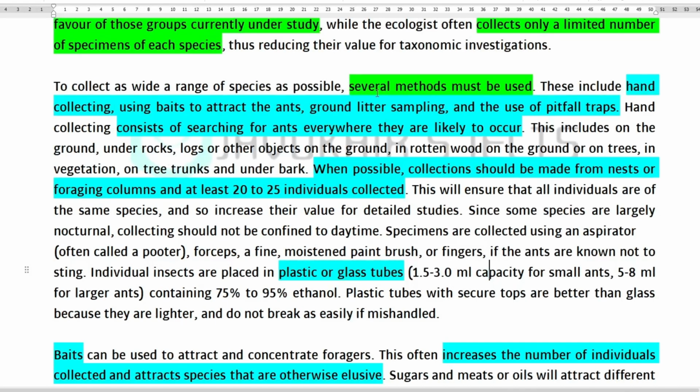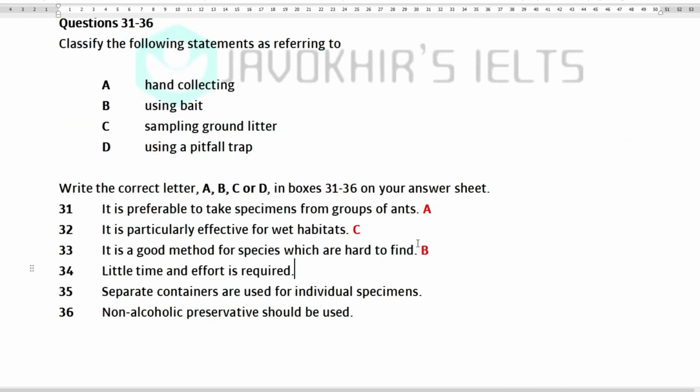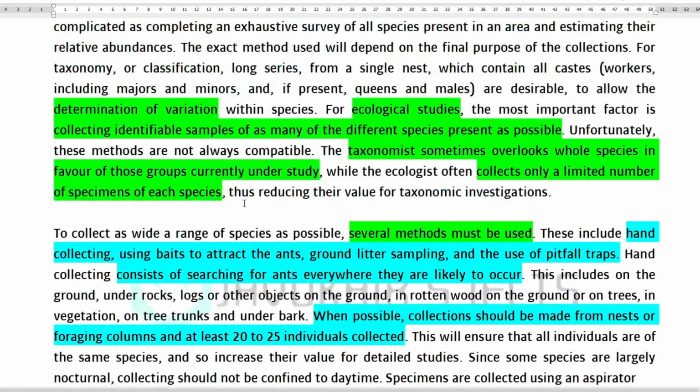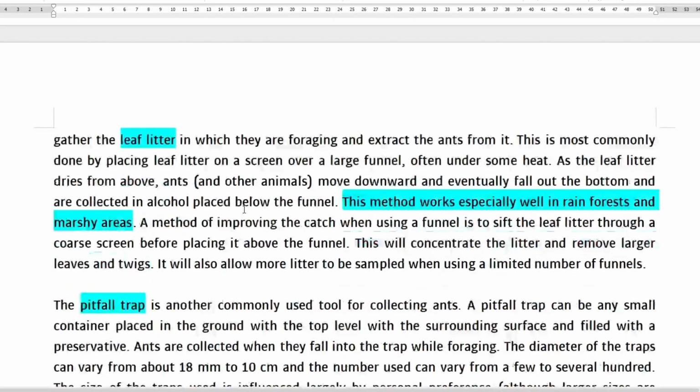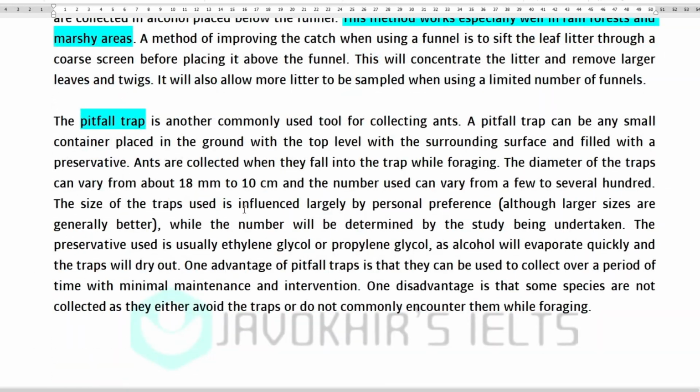That is hand collecting. That was hand collecting. I guess that is A. Non-alcoholic preservatives should be used. Did we have it here? The pitfall trap is another commonly used tool for collecting. A pitfall trap can be any small container placed on the ground with the top level with the surrounding surface and filled with a preservative.